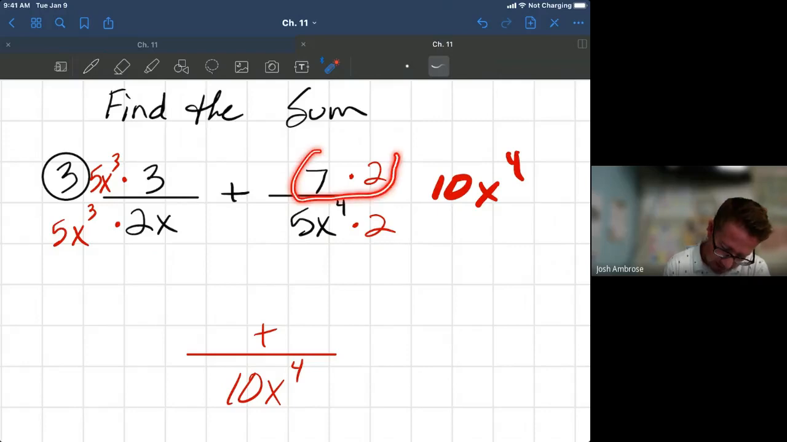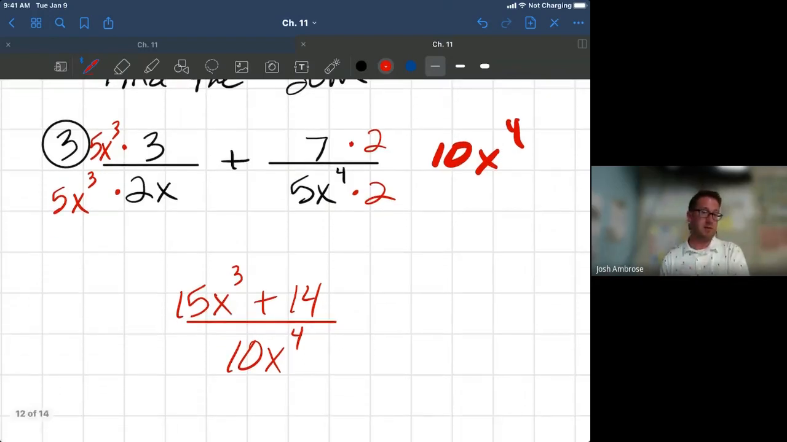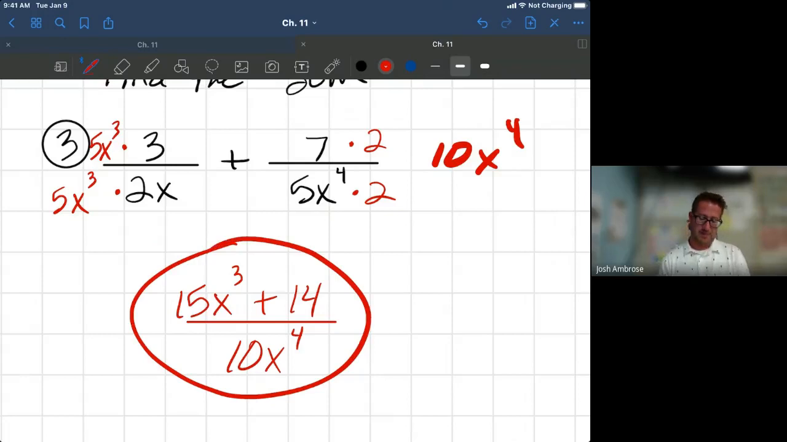Now 7 times 2 is going to make 14. And then we have 3 times 5, which will make 15. And then x to the 3rd has nothing to go with right here. So x to the 3rd just drops into the answer. And looking at this, we can't go any further. We can't simplify this any further. There is nothing that can be taken out, crossed out, or simplified. So this is it.